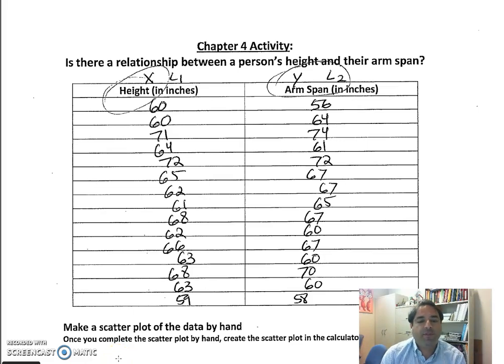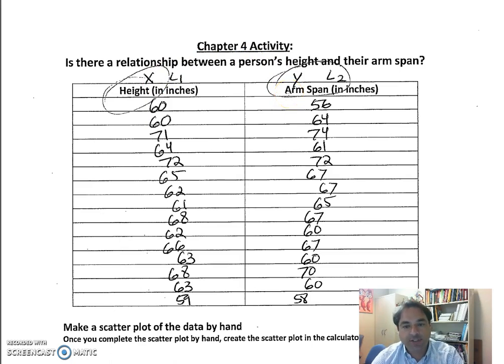Hello, this is a Chapter 4 activity we do after we've completed Chapter 4 as an extra practice. What I did is I had my students measure their height in inches and their arm span in inches as well. We discussed as a class that our explanatory variable, x, would be height in inches, and our response, y, would be arm span. So we're going to ask, is there a relation between your height and your arm span? Let's see if there is.